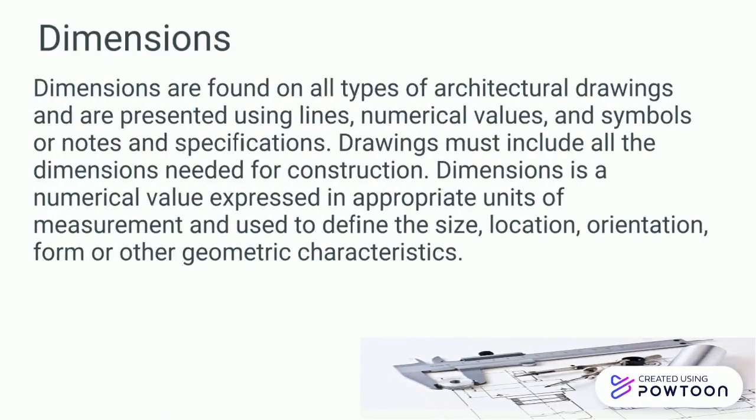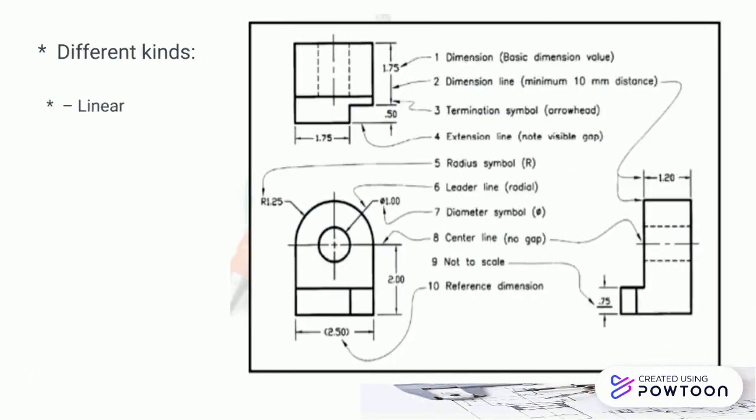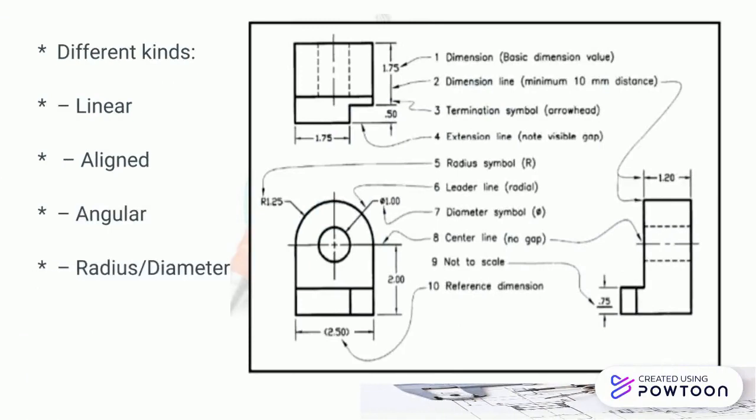Next, dimension. Dimensions are found on all types of architectural drawings and are presented using lines, numerical values, and symbols or notes and specifications. It is a numerical value expressed in appropriate units of measurement and used to define the size, location, orientation, form or other geometric characteristics. These are the different kinds of dimensions: linear, aligned, angular and radius diameter.